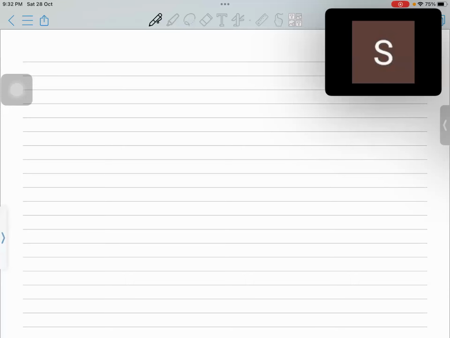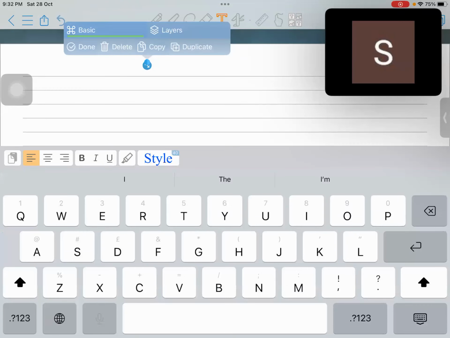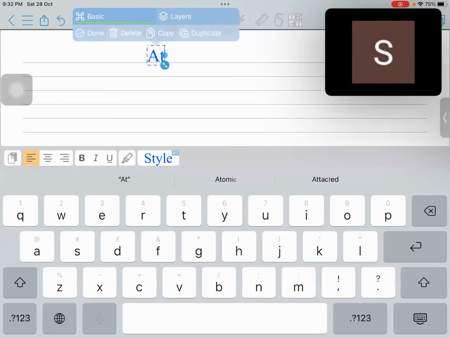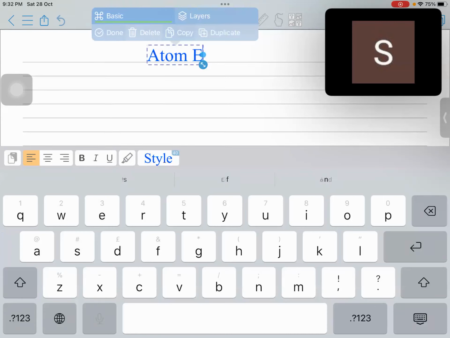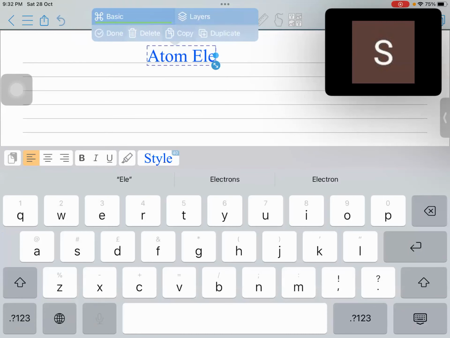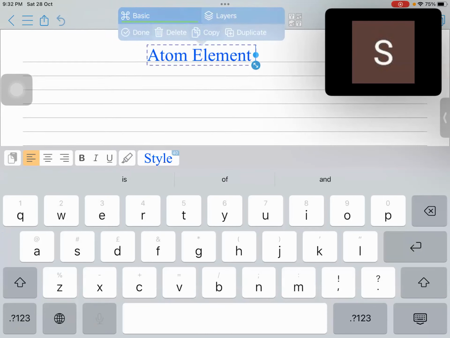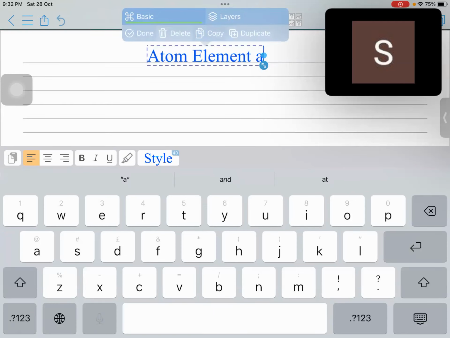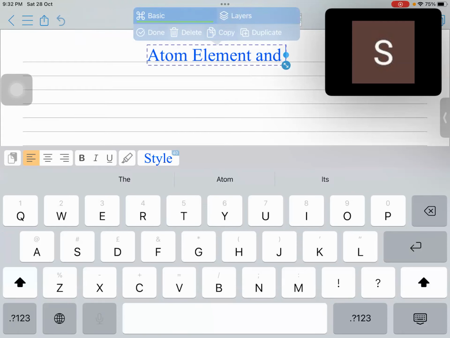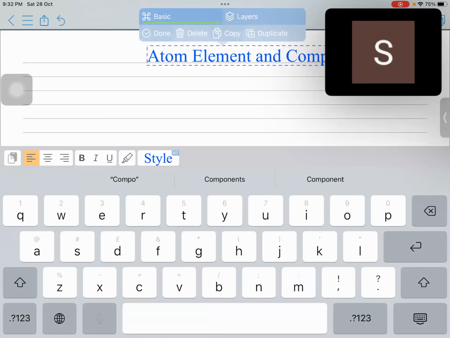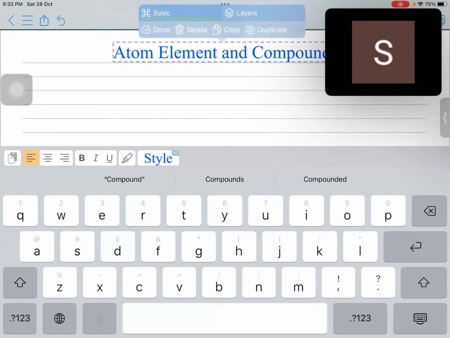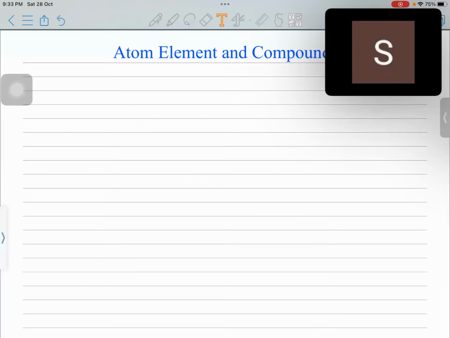So let's start chapter number 2, atomic structure. So atom, element, and compound. Atom, element, and compound.